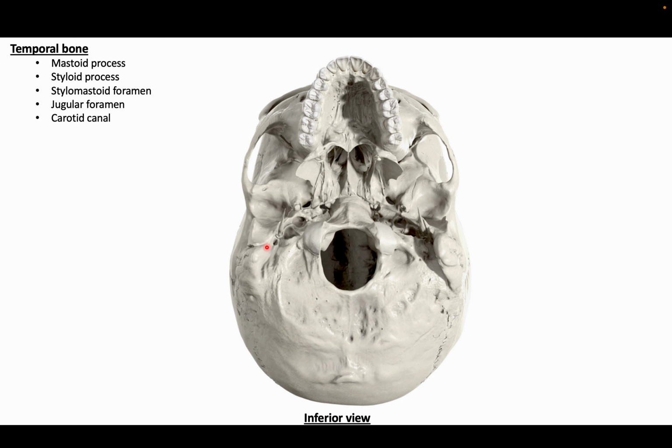Now, some other structures that are important and part of the temporal bone that are not visible from the lateral or the medial view would be the stylomastoid foramen. So it's this hole right here, and there's also another one on this side as well. So go ahead and find where the styloid process is, and then right under it is the stylomastoid foramen. Again, it's a foramen, so it's going to be a small opening in the temporal bone, and it's located, as you can see, at the base of the styloid process and the mastoid process.